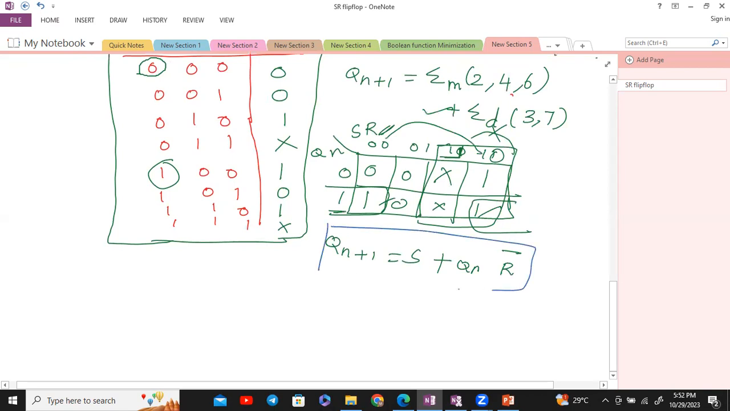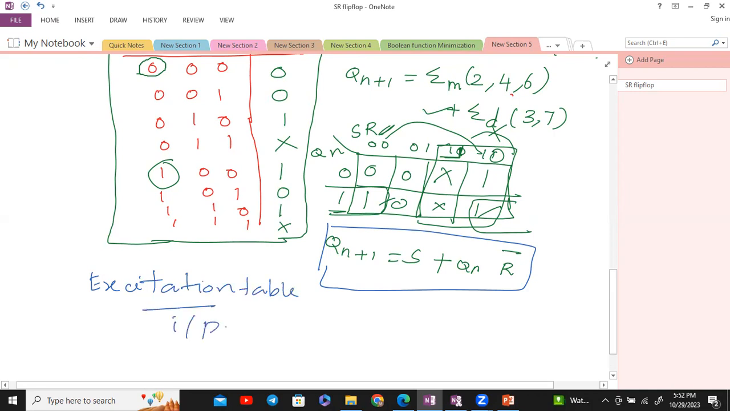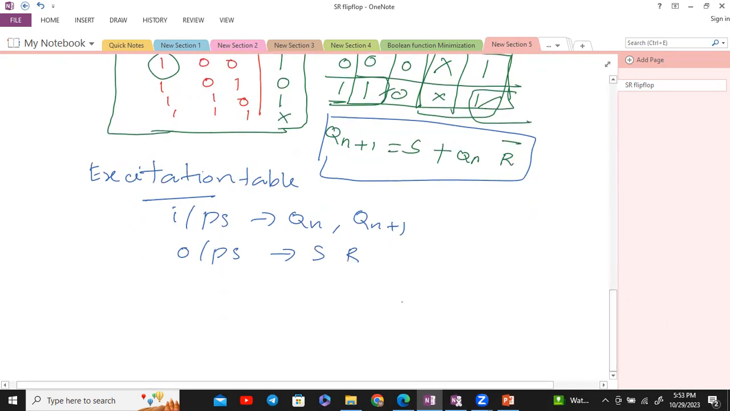So from this we have to formulate the excitation table. What is the excitation table? What are the inputs? It is the present state Qn and the next state Qn+1. And what are the outputs you are having? S and R. So based on this table, you have to formulate this excitation table. Qn and Qn+1 are the inputs, S and R are the outputs. So the 2-bit combinations are 0, 0, 0, 1, 1, 0, 1, 1.